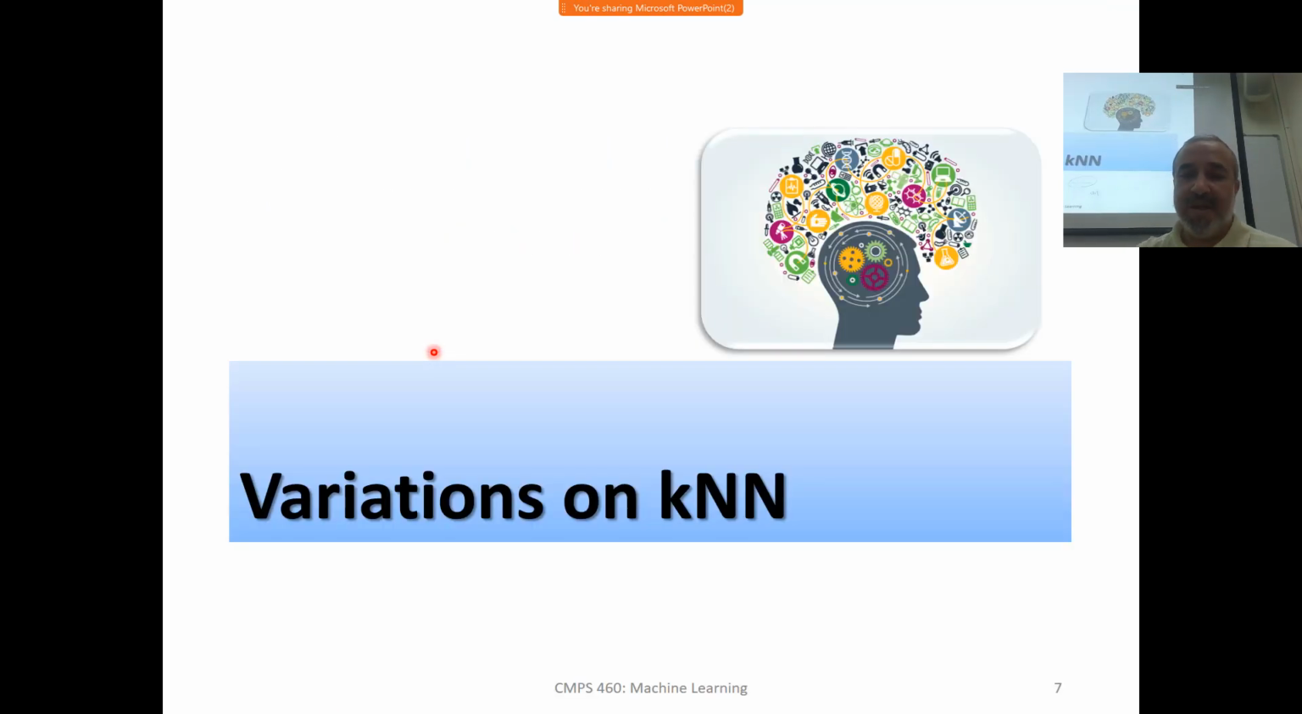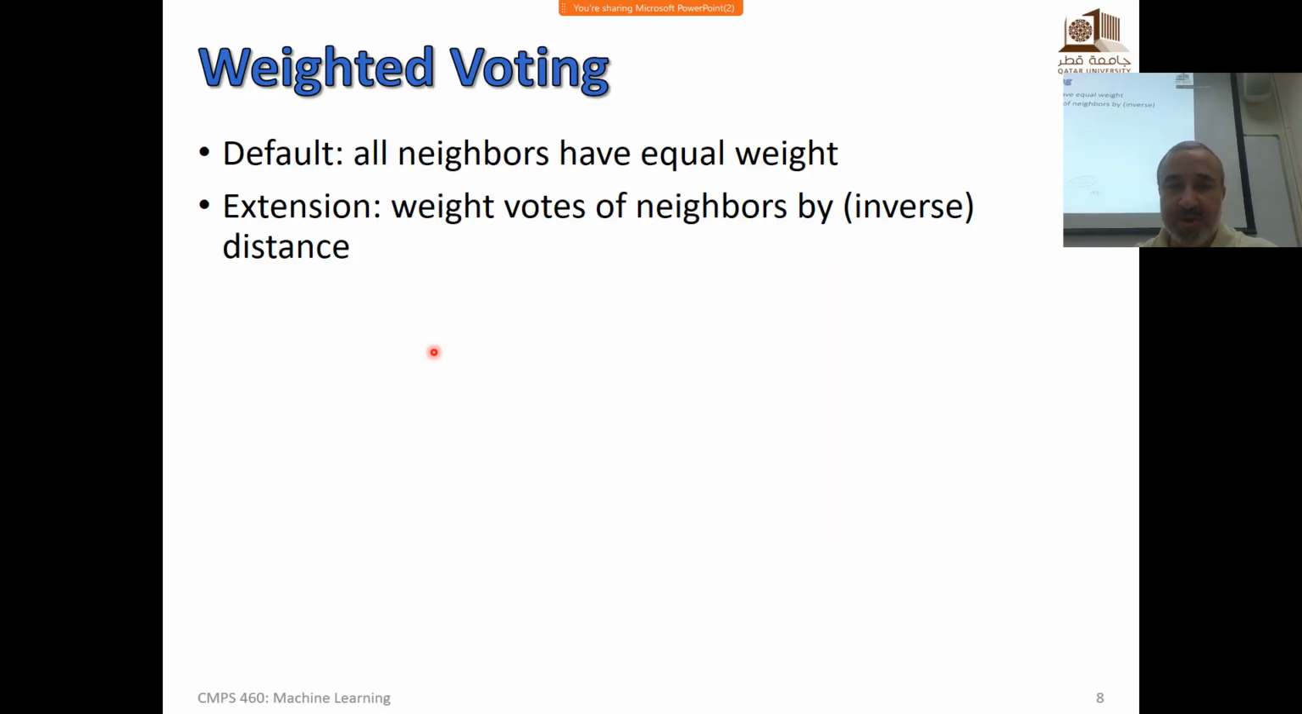Now, what we studied so far is just the standard kNN or vanilla kNN. That's the basic algorithm for kNN. There are, of course, some variations. We'll discuss two today. The first one is called weighted voting. What is weighted voting?